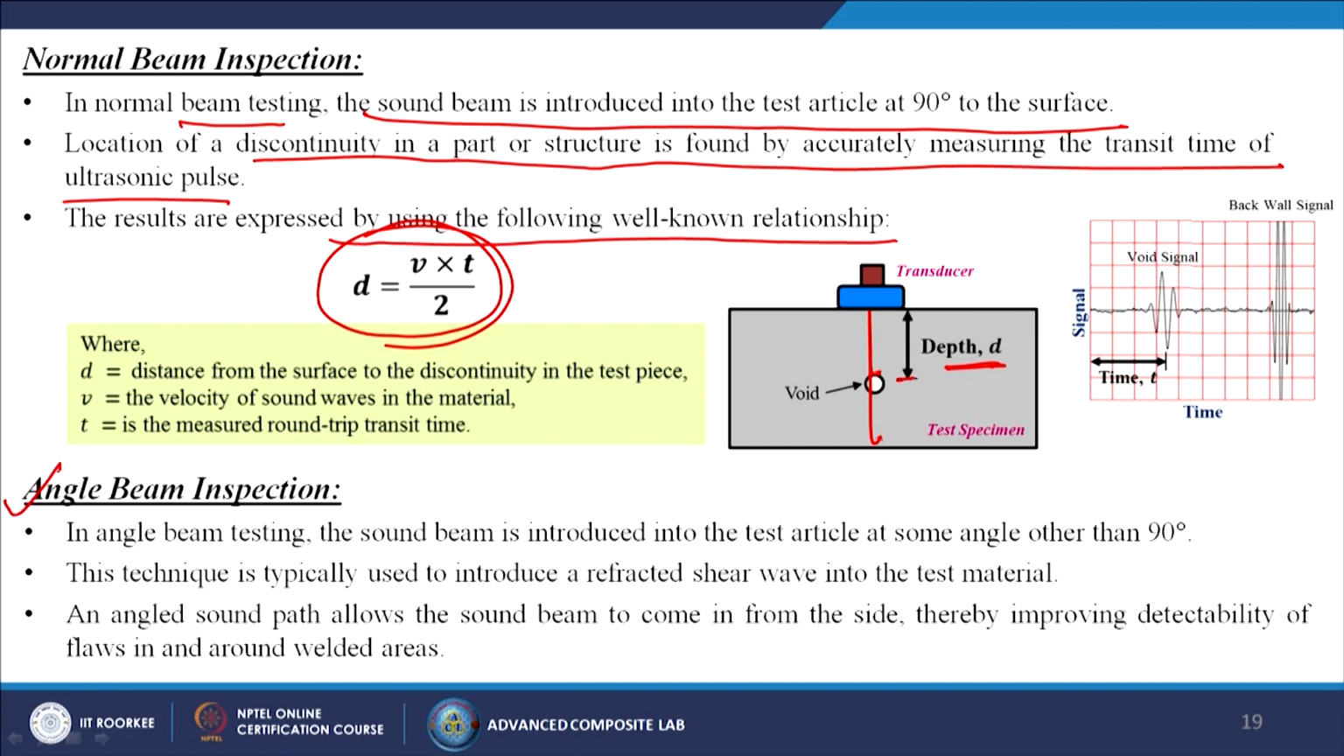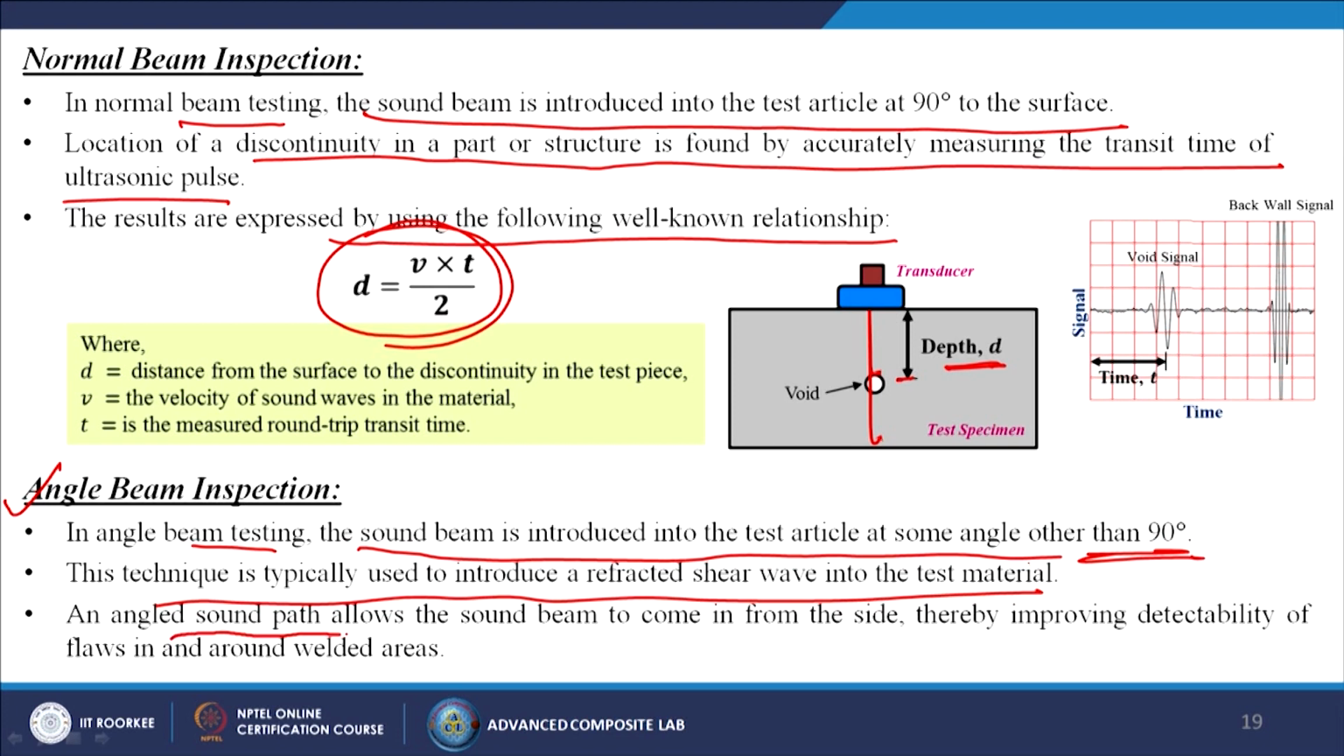Angle beam inspection. In angle beam testing, the sound beam is introduced into the test article at some angle other than 90 degrees. This technique is typically used to introduce a refracted shear wave into the test material. An angled sound path allows the sound beam to come in from the side, thereby improving detectability of flaws in and around the welded parts.